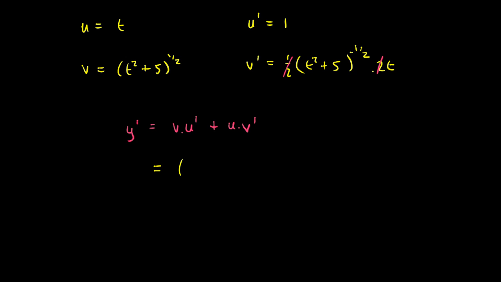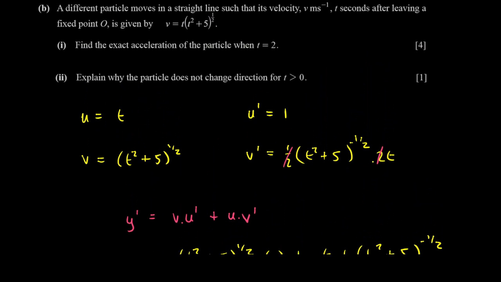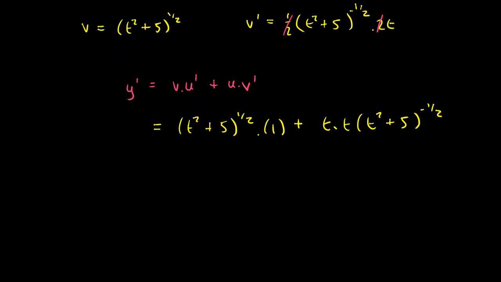So if I do that, my v is (t squared plus 5) to the power of a half. My u prime is 1. My u is t, and my v prime is going to be t times (t squared plus 5) to the power of minus a half. Okay, then we're asked to find the acceleration when t is equal to 2.